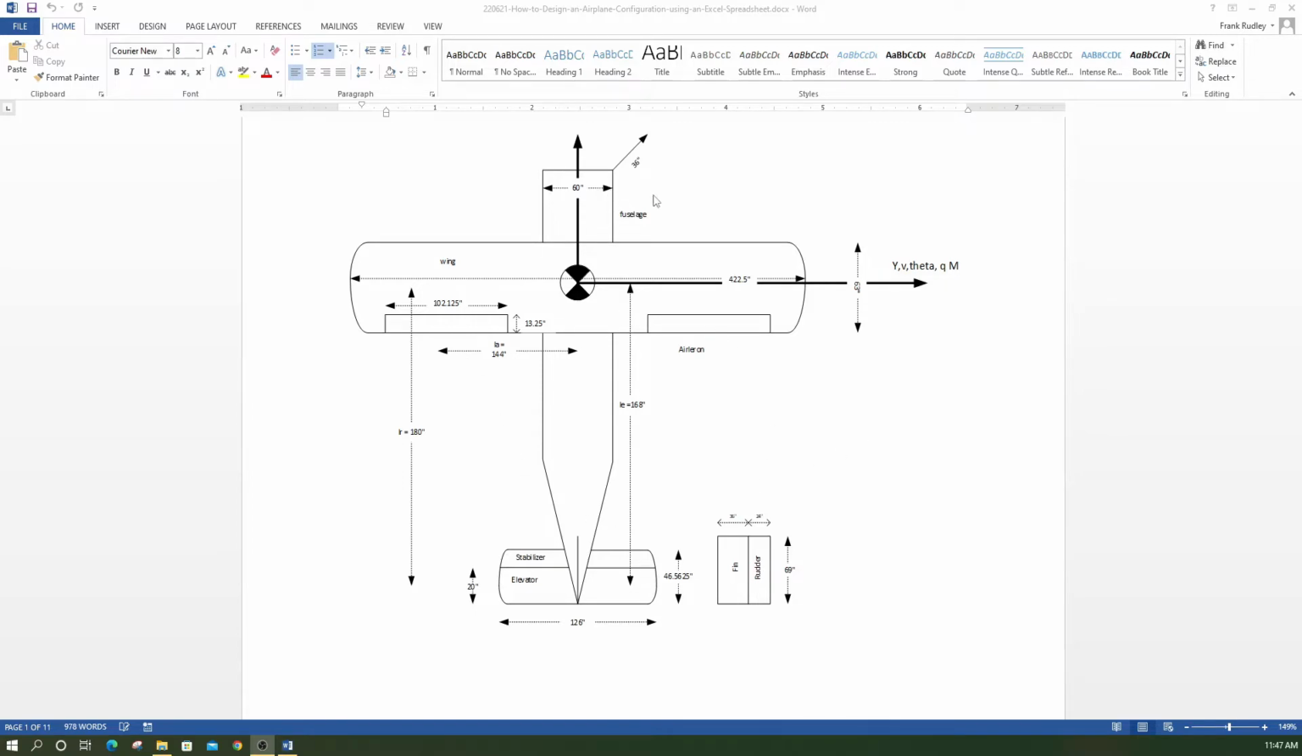Start off with a picture in your mind of what your configuration is. Your configuration might have two wings, it might have canards, it might have all different types of extra engines and propellers. Those are the elements that you want to make a picture of, because you're going to need to add up all these aerodynamic components to get a good indication of what's going on in your design.